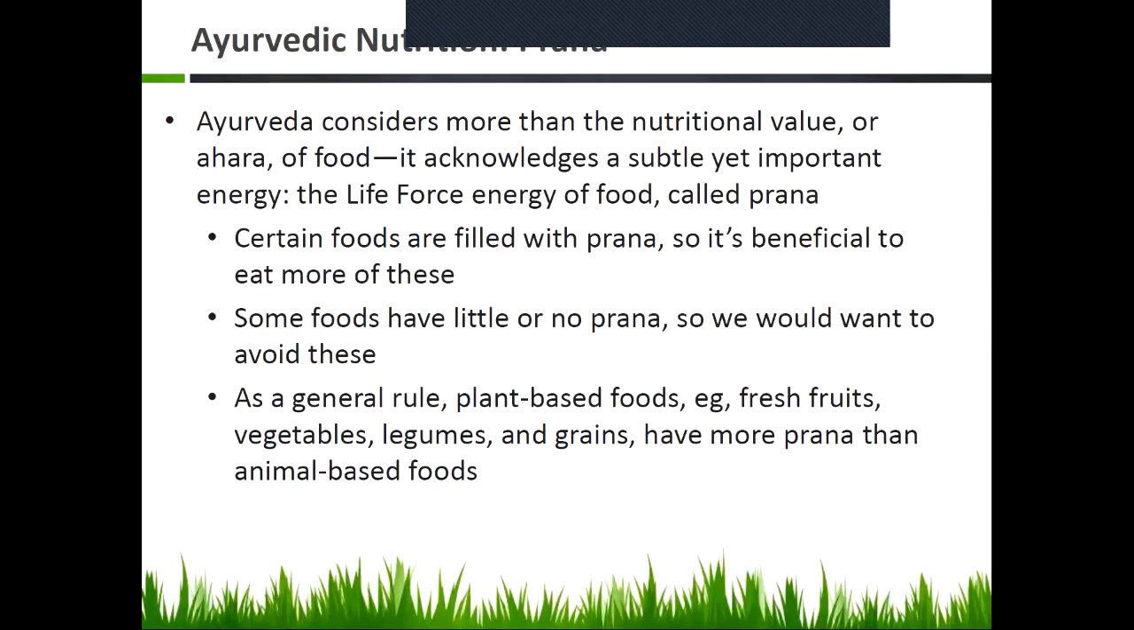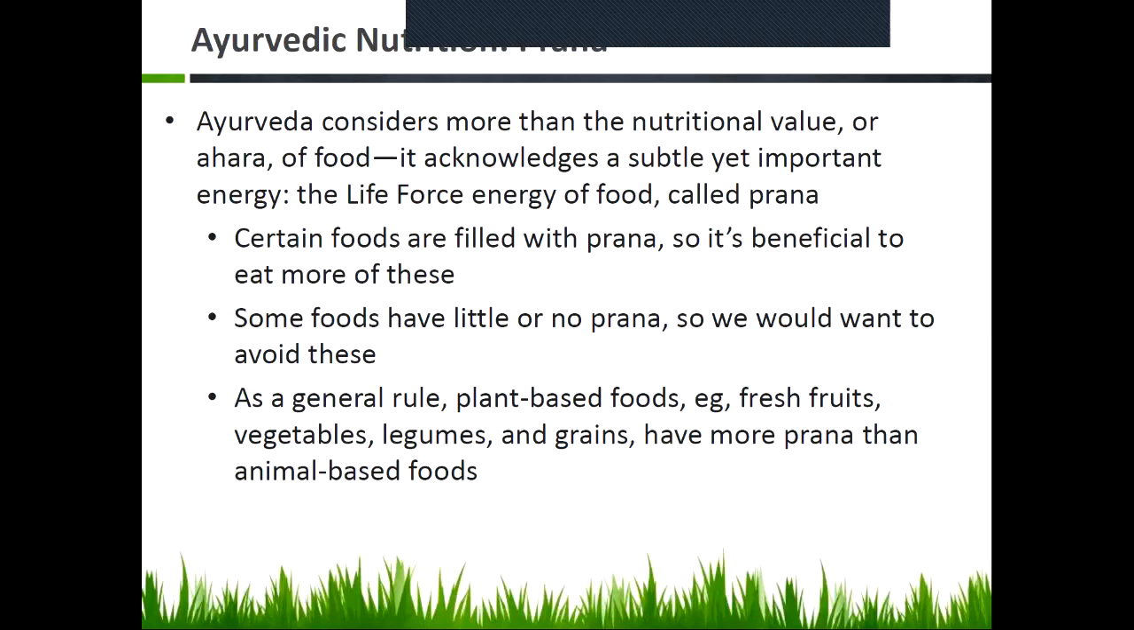So let's go back to prana. Ayurveda considers more than the nutritional value, more than the micronutrients and macronutrients. It considers prana. So certain foods that are filled with prana, we always want to eat more of these. If you have a postpartum mom or someone who's just had a surgery, or is recovering from illness, at that time you want to give them food which is easy to digest and has prana. So you don't want to give them raw food. You want to cook the food, and you also want to make sure it's local food and fresh vegetables. Anything that has little or no prana, you want to avoid.